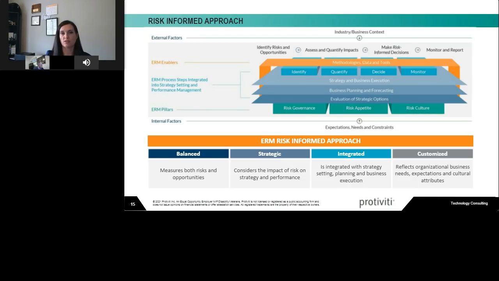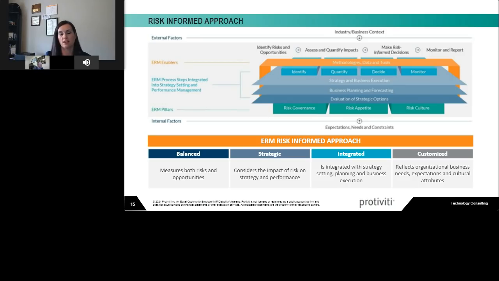And from a strategic perspective, it considers the impact of the risks on the strategy and performance across the entire organization, and also integrates, and this is probably a little bit further along on the ERM journey for some, integrating those risks when you're doing strategy setting, planning, and business execution. But what I really want to focus on too are those ERM pillars. We see risk appetite.